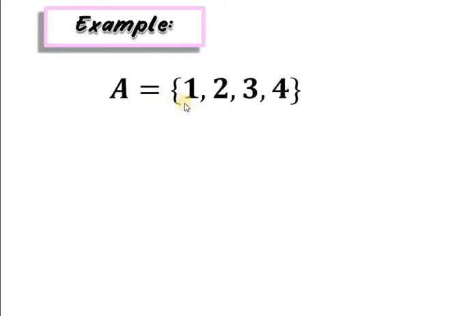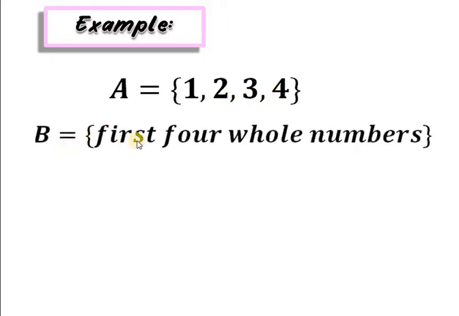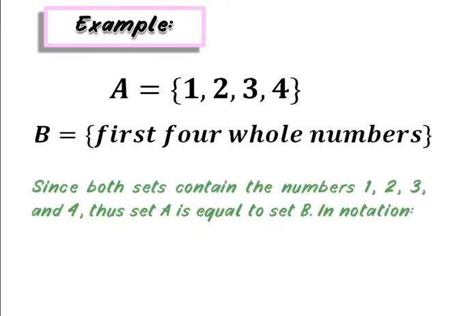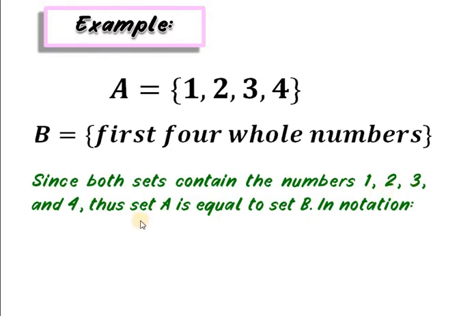A is equal to {1, 2, 3, 4}, while B is equal to the first 4 whole numbers. What do you think are the elements of set B? Great, they are 1, 2, 3, and 4, which is the same with set A. Since both sets contain the numbers 1, 2, 3, and 4, the set A is equal to set B. In notation, we can write this as A = B.